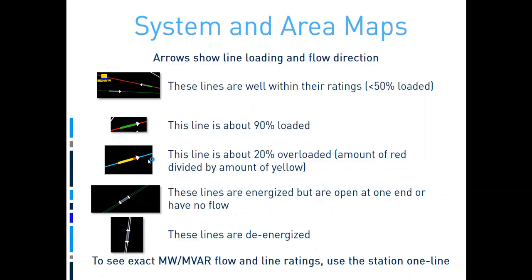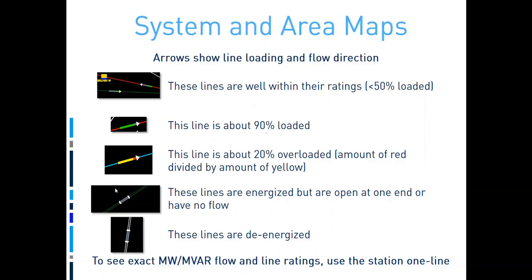Now, once I'm in an overload condition, the color scheme will actually switch to red and yellow, and the line overload will be the amount of red divided by the amount of yellow. I can't tell exactly what this is, but I do know just from looking at it that this is definitely a source of concern, and I can eyeball it and say, well, this line's about 20% overloaded. If I drill into the station 1 line itself, I can see exactly what that overload is.